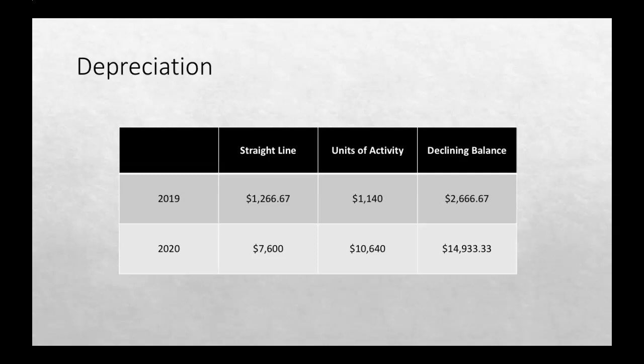So here's all of our depreciation expense amounts under straight line, units of activity, and declining balance. Declining balance is going to depreciate more at the beginning, at the start of an asset's life. So you're going to have more depreciation in the early years under declining balance. Straight line is the same amount each year as long as it's been a full year, right? So if we had it for all of 2019, we would see that our straight line depreciation amount was $7,600 for both 2019 and 2020. Units of activity can fluctuate, right? It's all based off of how much you use that equipment in that year.